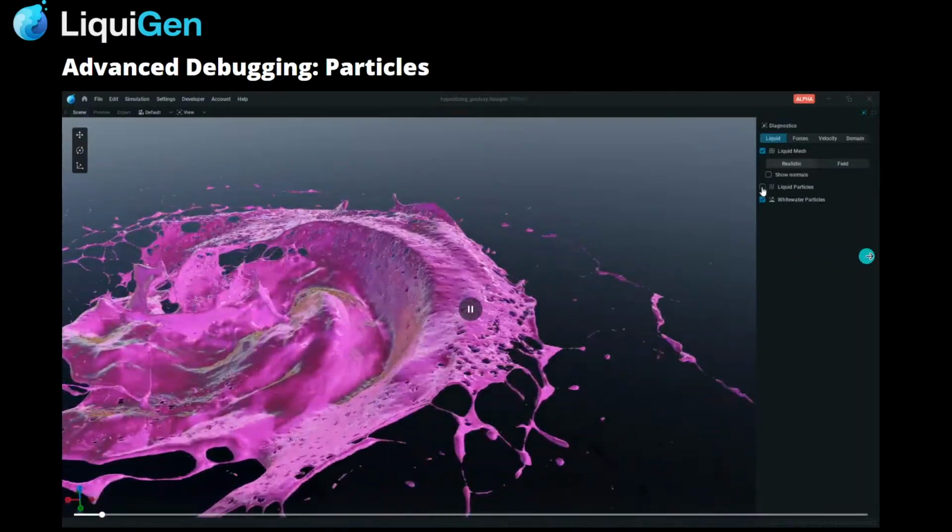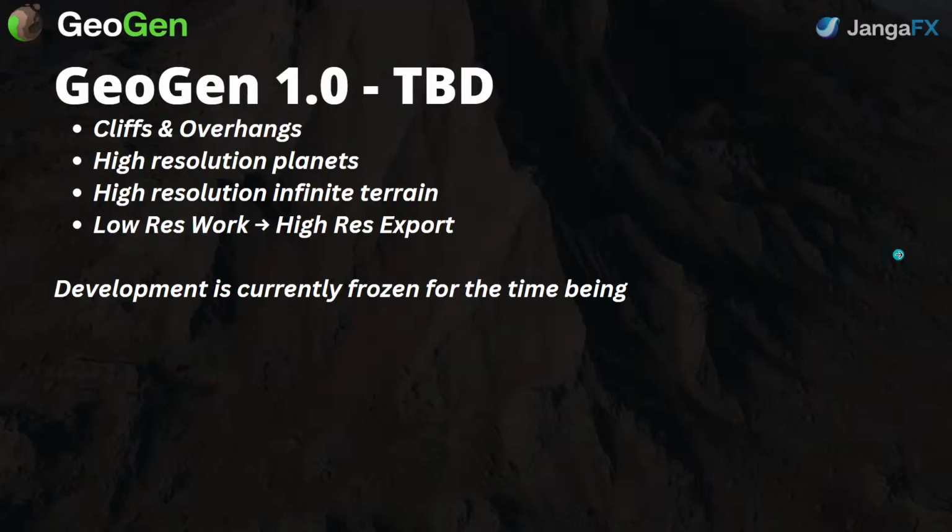I believe that's it for LiquiGen. So with GeoGen 1.0, to be determined. We don't know when that's going to come out. It could be 2026. We do know that we are going to release a Mac version of what we have, probably like 0.4.1 or something like that this year for macOS. And we'll probably release some bug fixes and things like that potentially.